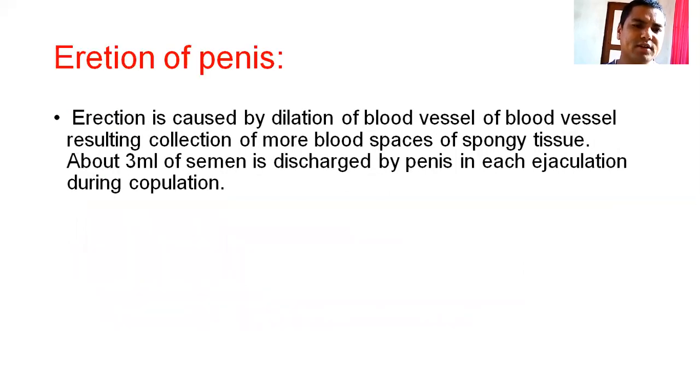Erection of the penis. Erection is caused by the dilation of the blood vessels, resulting in the collection of more blood in the spaces of the spongy tissue. I already informed you that the penis consists of 3 types of spongy tissue. If it is filled with blood by the blood vessels, it will be erect, and it ejects about 3 milliliters of semen in each copulation.